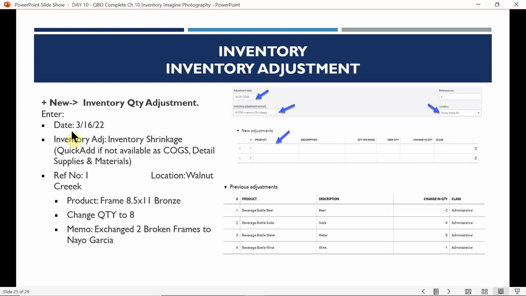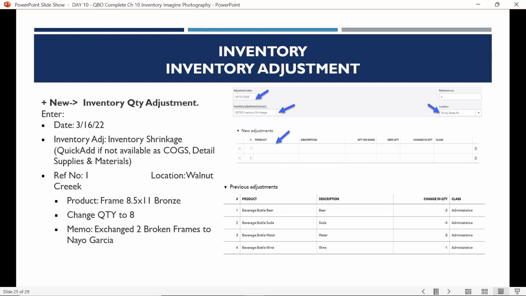So in this case, we're going to make an inventory adjustment on the 16th of March here. We're going to do an inventory adjustment shrinkage. Shrinkage means, once again, your inventory is going to shrink in value. If you don't have that account, you should have it. But if you don't, you can always quick add it. Down here, I wrote that you can quick add it if it's not available, and make sure it's to the cost of goods sold for supplies and materials.